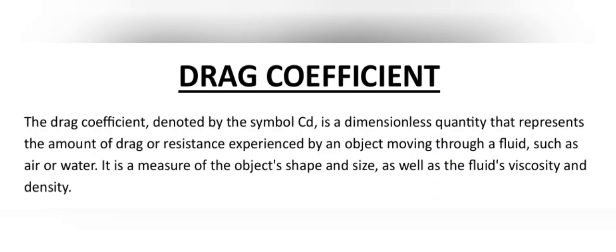Next is the drag coefficient. The drag coefficient is denoted by the symbol CD, and is a dimensionless quantity that represents the amount of drag or resistance experienced by an object moving through a fluid. The magnitude of the value indicates how much drag a body will experience, and it varies with different structures. It is a measure of object shape and size, as well as fluid viscosity and density. So that value simply indicates how much drag an object is experiencing. It is a dimensionless quantity which indicates the drag effect.